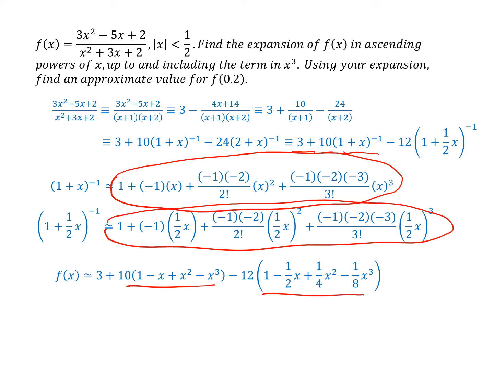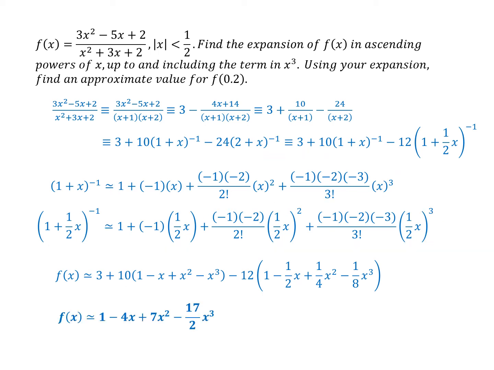So when we bring that all together, we get this expression here for f of x, this approximation for f of x. And now we've been asked to find an approximate value for f of 0.2. So that's just putting 0.2 into this expression here. When we do that, we get a fraction, which we can also express as a decimal. Okay, so there's that question.